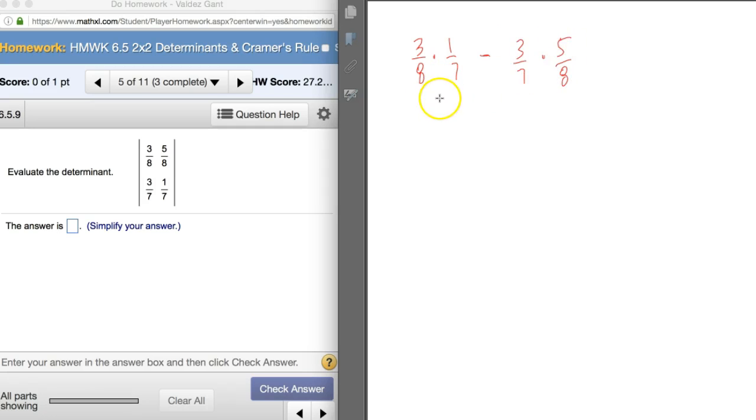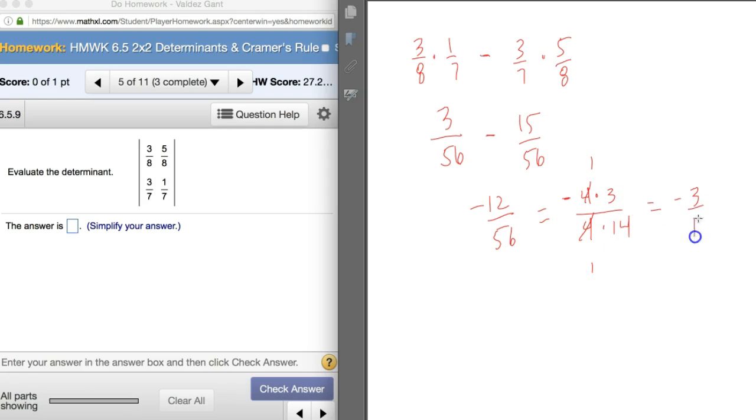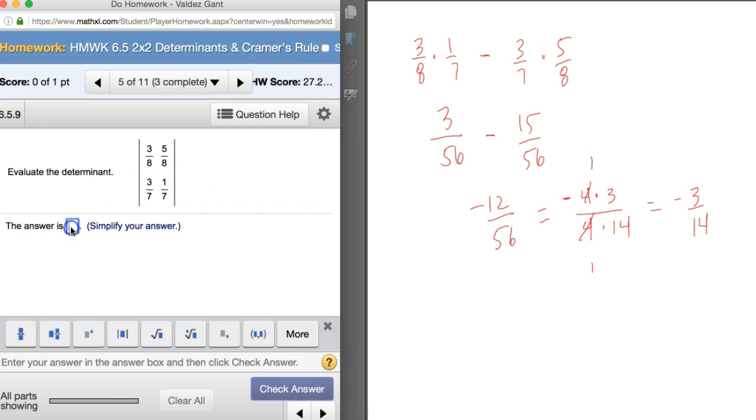All right, so when we multiply this, we have 3 over 56 minus 15 over 56. And of course, 3 minus 15 is a negative 12 over 56. I think here we can reduce this because we know 12 is 4 times 3, and 56 is 4 times 14, so we have a common factor of 4 there. So we have negative 3/14. That is what our determinant should be.